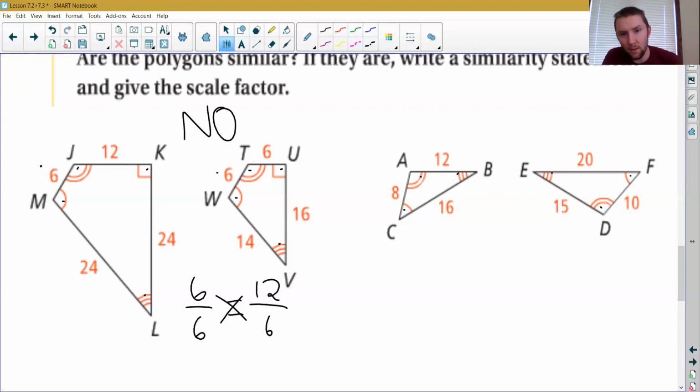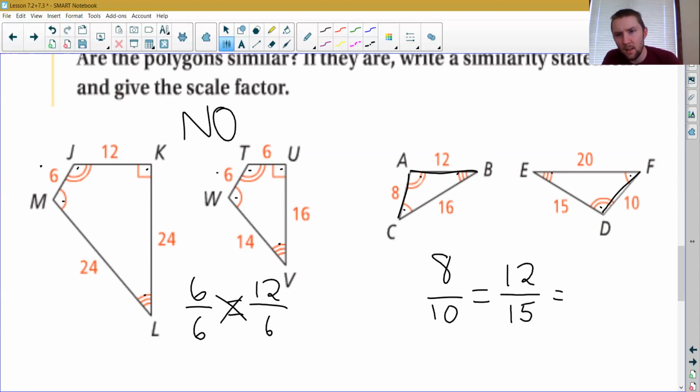So if I look here, let's say from 1 angle mark to 2 angle marks, CA, in this shape from 1 angle mark to 2 angle marks, that's FD, that's 10. So what I have really is 8 goes with 10. Okay, 8 goes with 10. And then let's see, AB is 12, that goes with 15. 12 goes with 15. And then 16 goes with 20. Okay, so these are my 3 ratios. The question is, are they all the same?